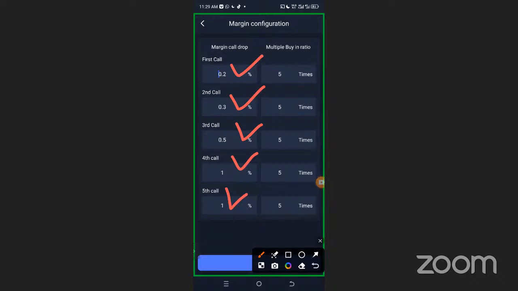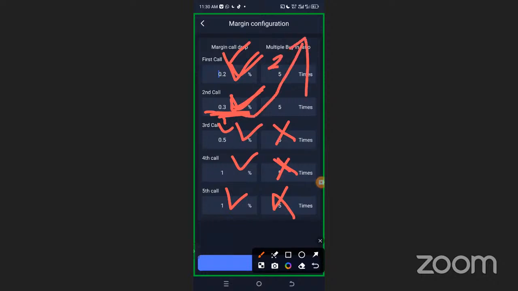The robot will only buy the margin calls if the market is dropping. Let's say you have set 5 margin calls like here. If the market drops from the first call to the second call, and it does not continue to drop, it means the third call will not be bought, the fourth call will not be bought, and the fifth call will not be bought. The robot will stop here from buying margin calls, and then when the market rises, it will sell for you. But here it has added $30, and here it has added $30.